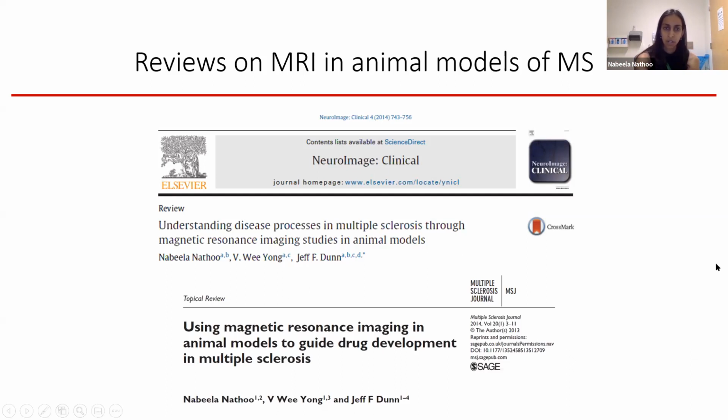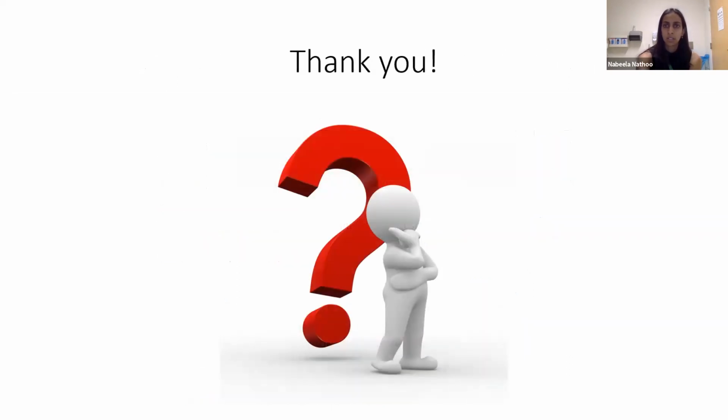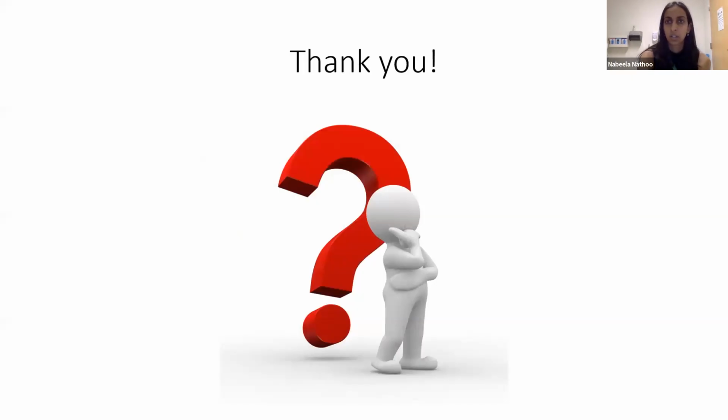So one being on understanding the disease processes in MS. So we split it from like inflammation, demyelination, atrophy, and so on. And then using MRI methods to guide drug development in MS. And the reason that part's interesting is because obviously all these drugs that end up in MS patients have been trialed in animal models of MS. And some of these have included MRI. And so it's interesting to see what they find on the MRIs in the animal models and if that has any correlation with what's seen in patients. So I will end there and see what questions there are.